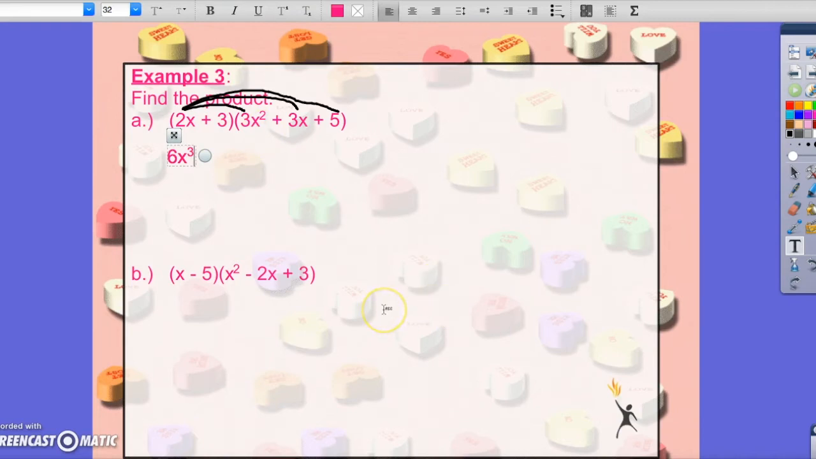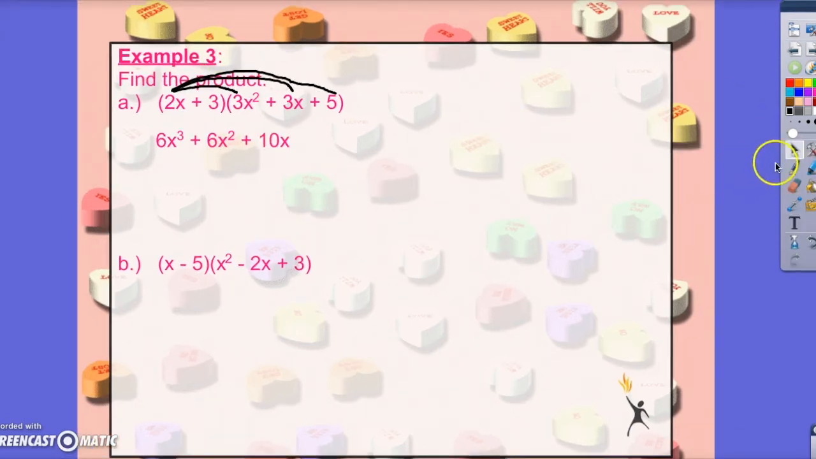Do not forget, watch, x times an x squared is x cubed. We add the exponents, right? So just be mindful of your problem here. 2x times 3x is plus 6x squared. 2x times 5 is plus 10x. Now, that's the first half of it. The second half is we're going to take the 3 and multiply the 3 by all three pieces here.